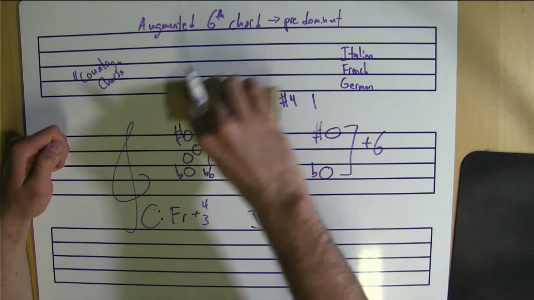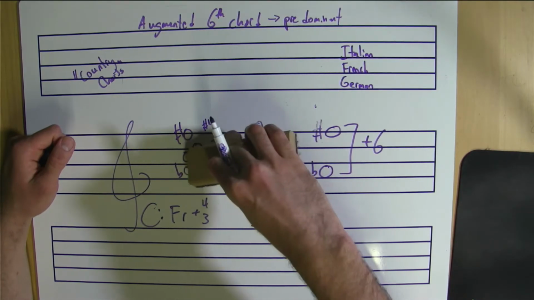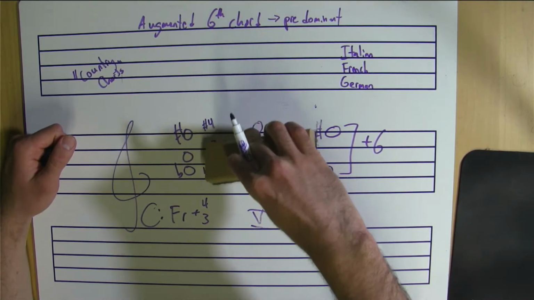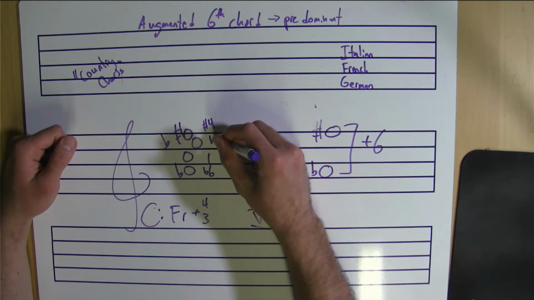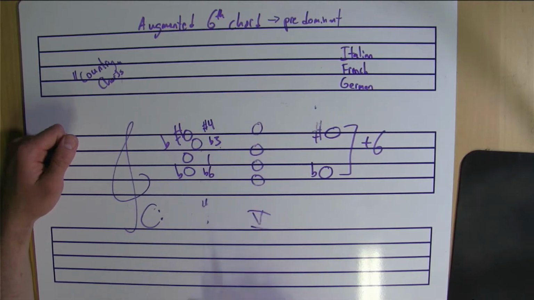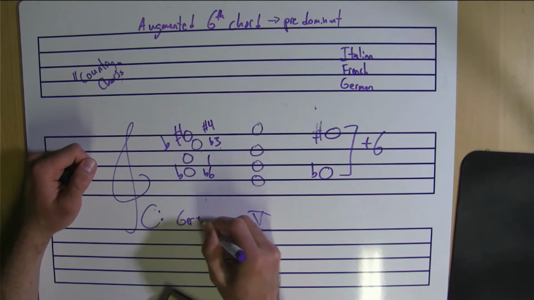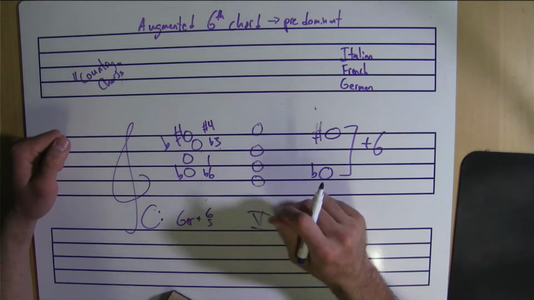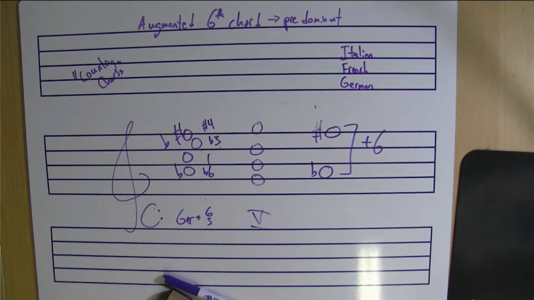Now the German augmented 6th has, instead of the second scale degree, the flat 3rd scale degree. And if you look at this chord, it kind of looks like it's in first inversion. So this one I would write as a German augmented 6-5, because it's like a first inversion 7th chord. And this one sounds like this. And you should probably tell that it kind of sounds like a dominant 7th chord. And it is.